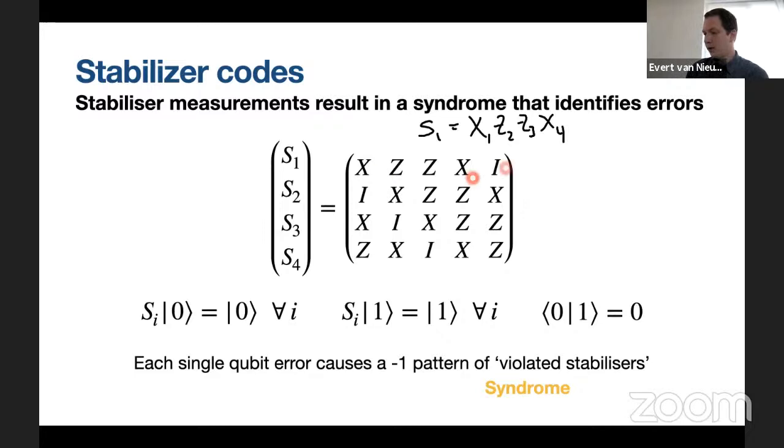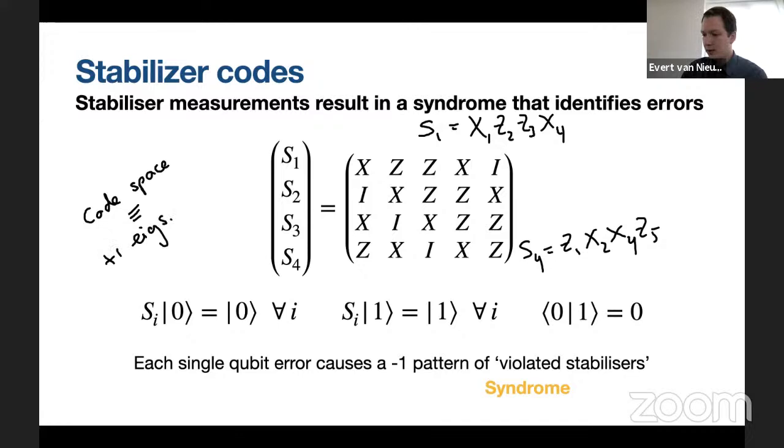So this code has 5 qubits. You need 5 qubits to encode a logical state. And then here S4 is Z on 1, X on 2, X on 4, Z on 5, for example. And I define these operators. Whereas before I just postulated that the 0 state is this superposition and the 1 state the other, you can just do that the other way around. You can say the code space, meaning my logical states, my 0 and 1 state, is defined as all the +1 eigenstates of the stabilizers.